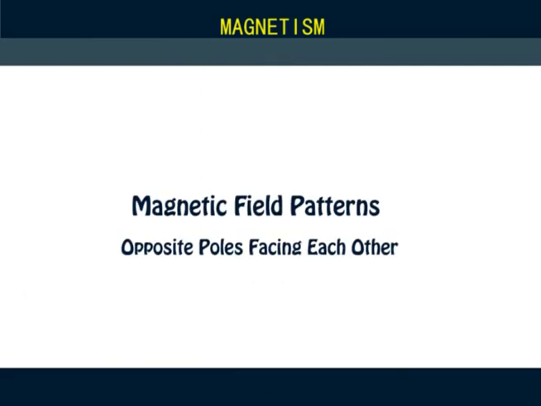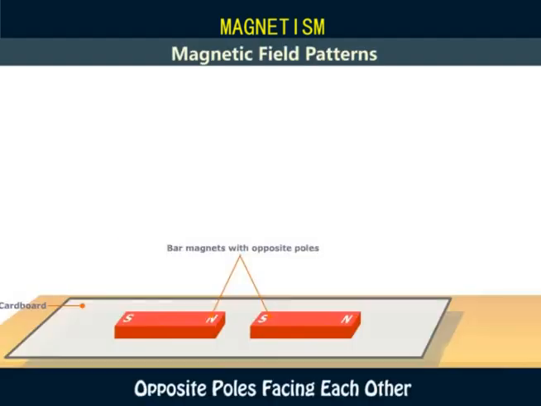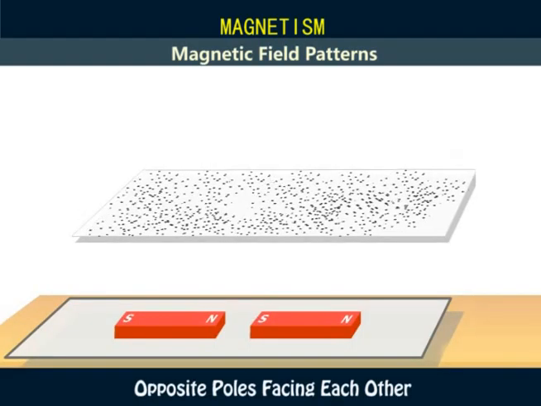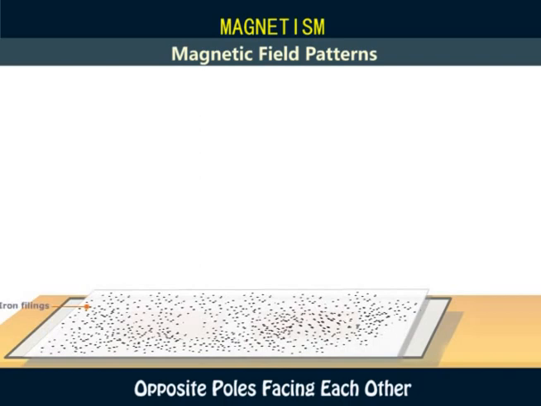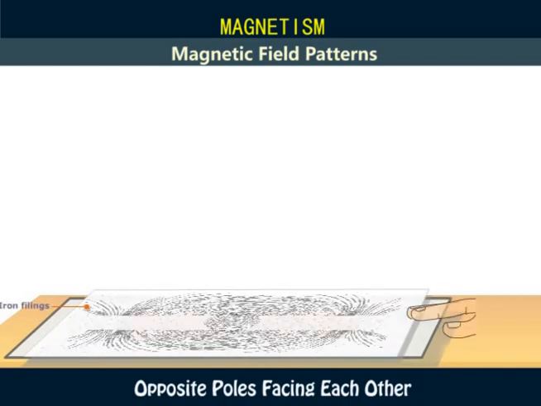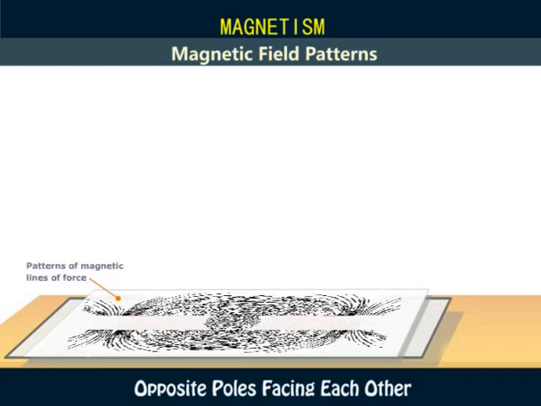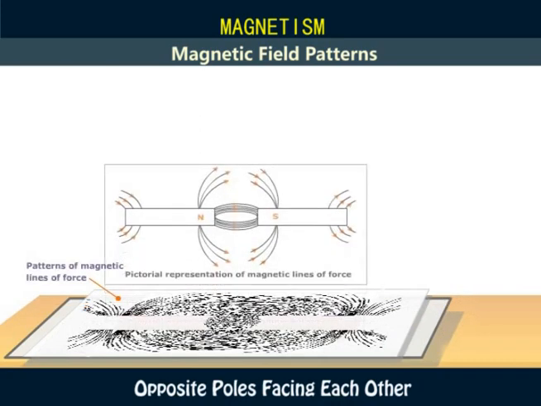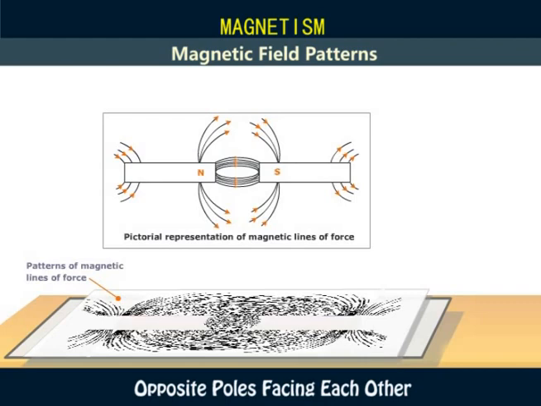Now let's see patterns due to two bar magnets placed with opposite poles facing each other. We place a paper sprinkled with iron filings above the two magnets and tap the paper gently. The iron filings distribute in a pattern like this one. This can also be represented diagrammatically.